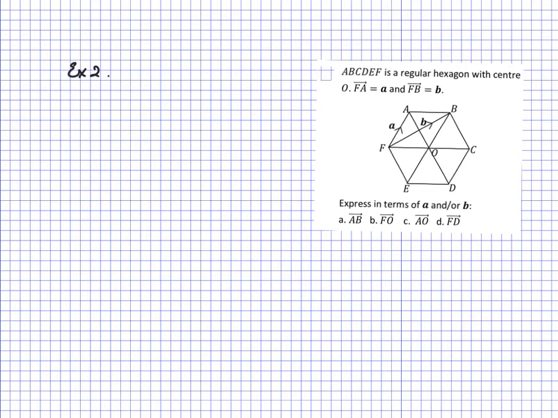Second example on alternative vector pathways. Now we want to work out AB.